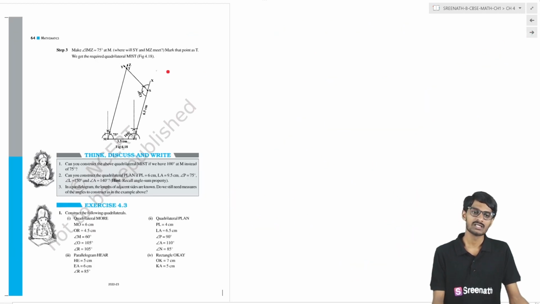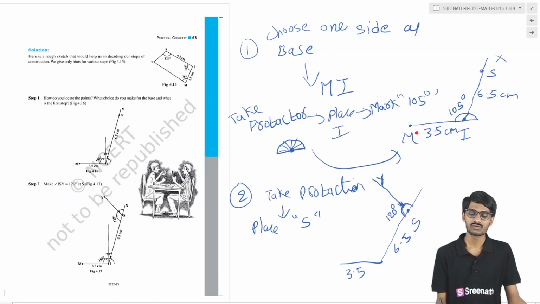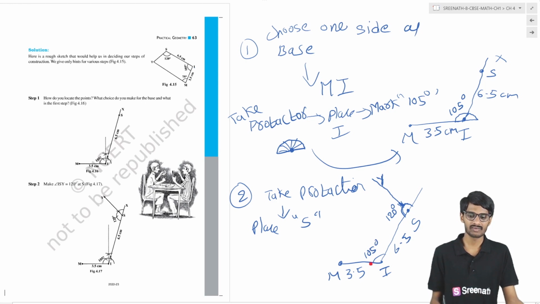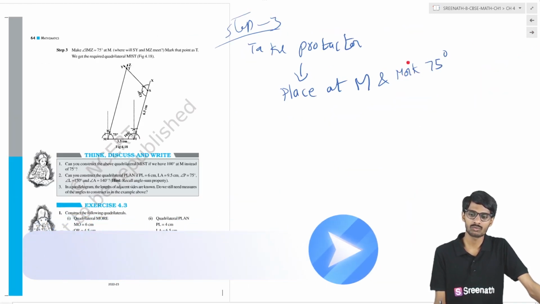After that, step 3. Take the protractor and place it at M. If you see, you have placed the protractor at S and drawn this line, and this is I and this is M. So here the angle is 105 degrees. He has given this. Already he has given the angle at this point also, that is 75 degrees. So now we have to place the protractor at M, and after that mark 75 degrees on it.